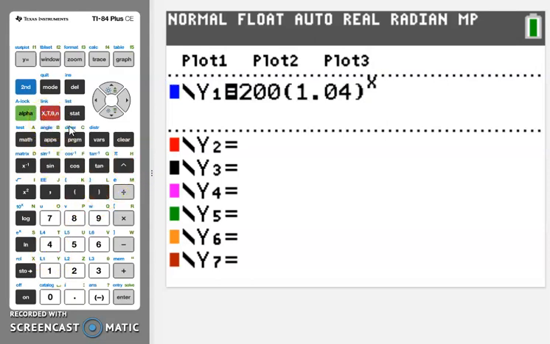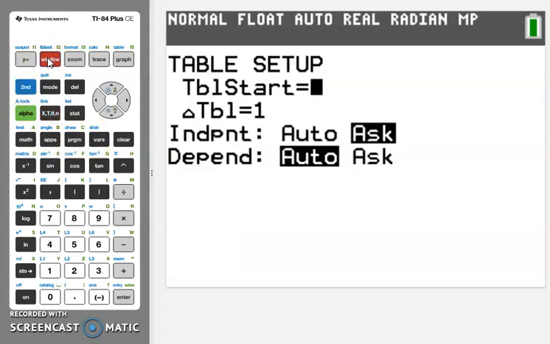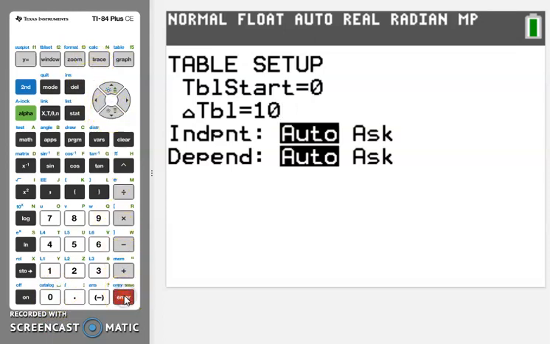Okay, so step 1 is I'm going to adjust the table set to start at 0 and count by tens. So let's go to second window and start at 0. We'll go down to delta table and put a 10 there, and that's our scale basically in our table. I do want my independent to be auto again, so highlight auto and press enter to turn that back on.